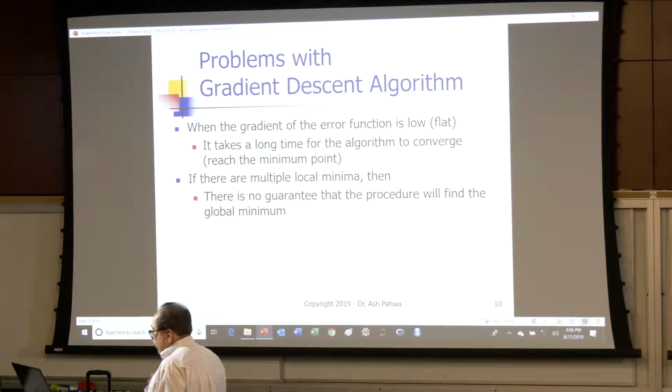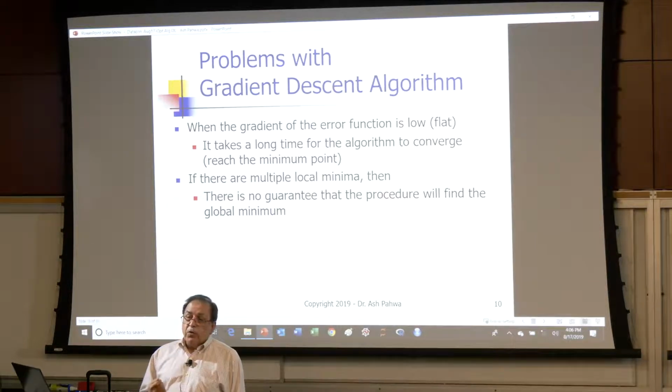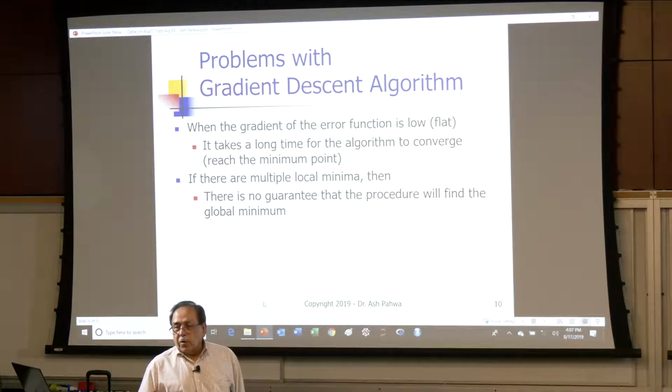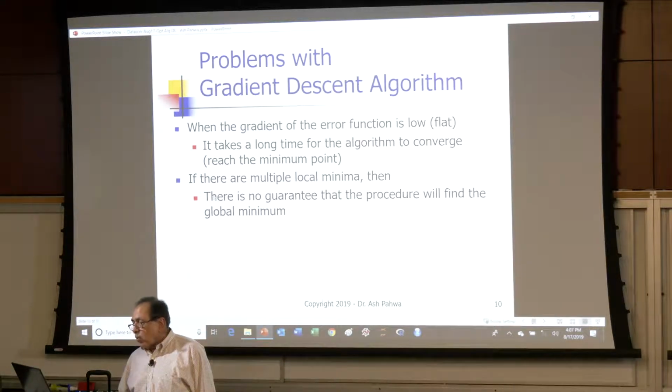Gradient descent is also not going to work in those areas where we have multiple minimum points. It can only find the first minimum and it is going to stop at that point. It will not go to the global minimum, but this problem of course can be solved by using many different initial points. So, this is not a major problem. The major problem is that when the gradient of the error function is low, it takes a long time for the algorithm to converge, or sometimes it takes an infinite amount of time if it happens to be on a flat surface where the derivative is 0.